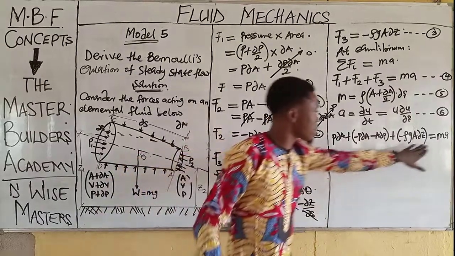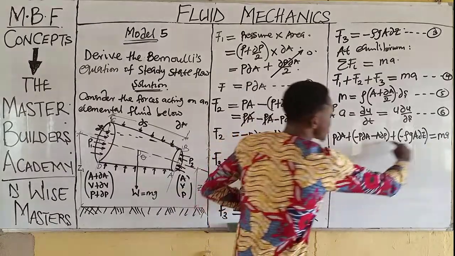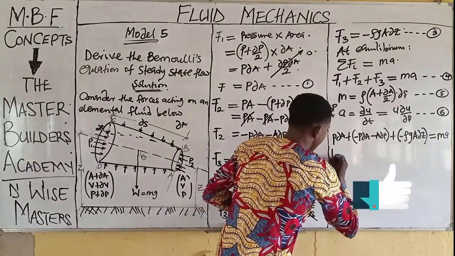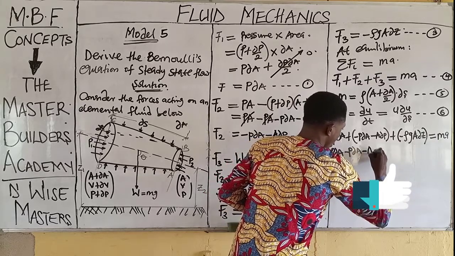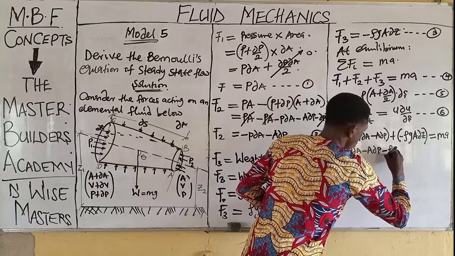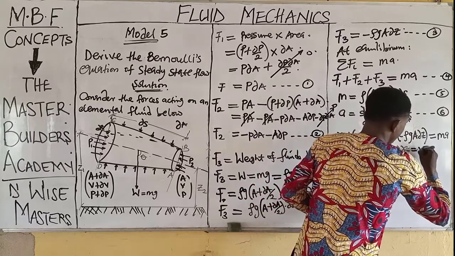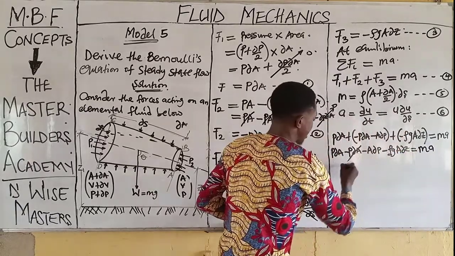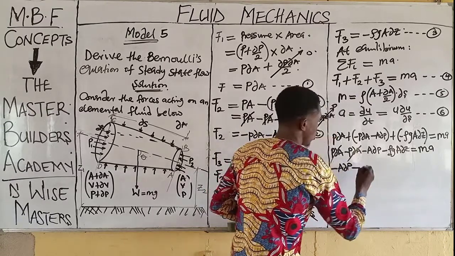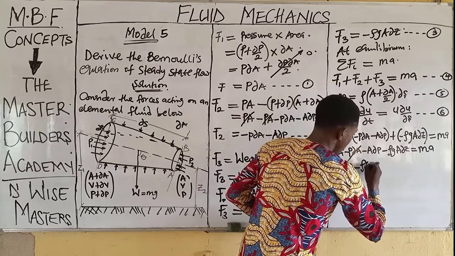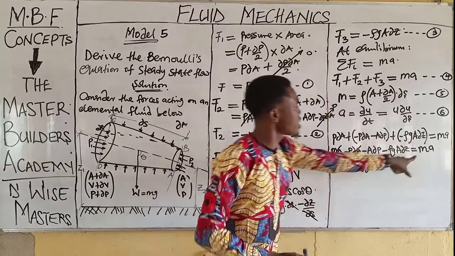Alright? Now, because of the space, let's suspend this for now. We'll put in the value of M and A later. Now, if we simplify this, we will have P change in A minus P change in A minus A change in P minus rho G A change in Z. Now, this takes care of this. We have A change in P minus rho G A change in Z is equal to, what is M?